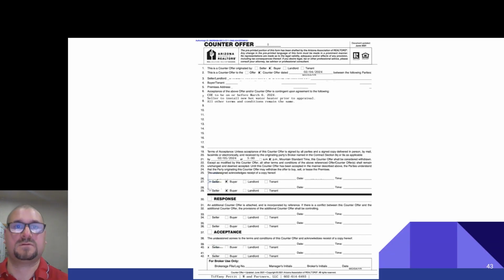Counteroffer. So if you get an offer and you want to reject, you can do a counteroffer. So you'll put in your counteroffer. Here's an example. You'll put in on line 6, acceptance of the above offer and counteroffer is contingent upon agreement to the following. So here we put close of escrow to be on this date, seller to install new hot water heater. All of the terms and conditions remain the same. So this is just a counteroffer example.